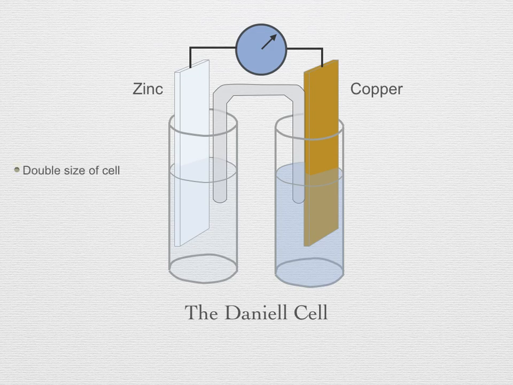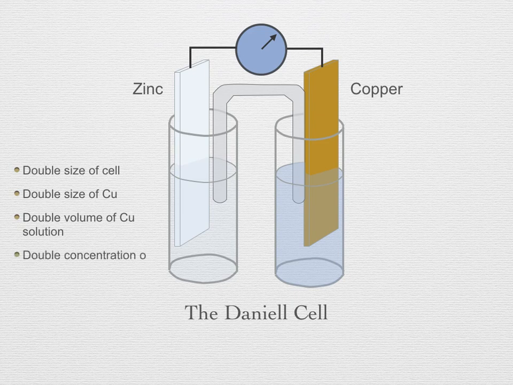What happens if we double the size of the entire cell? What happens if we just double the size of, for instance, the copper electrode? What happens if we just double the volume of, for instance, the copper sulfate solution? What happens if we double the concentration of the copper sulfate solution?